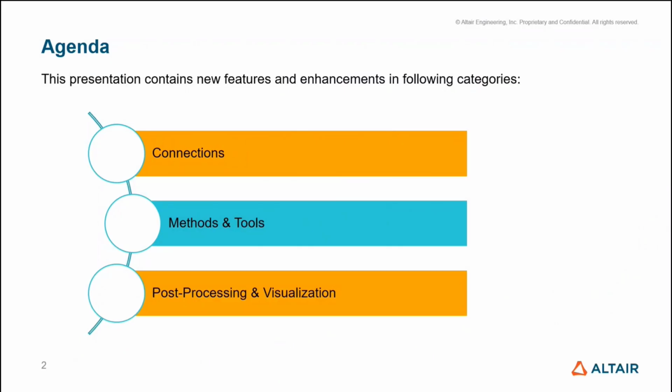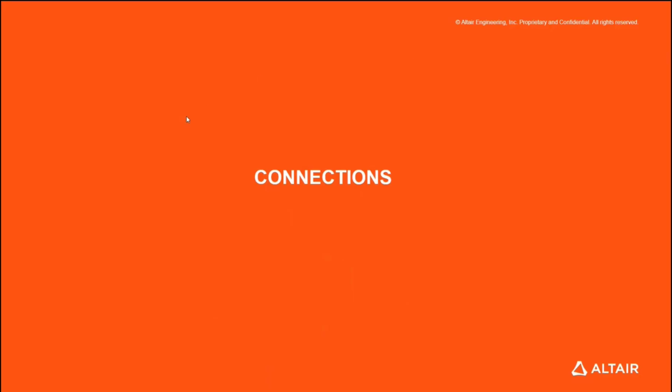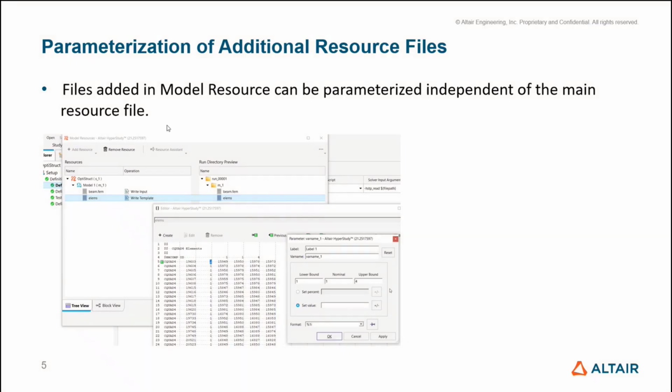Today's agenda will cover all the improvements falling under these categories: connections and integrations, methods and tools, post-processing and visualizations. Here we go. So the first category is connections and integrations. In this area, we have three distinctive enhancements or improvements.